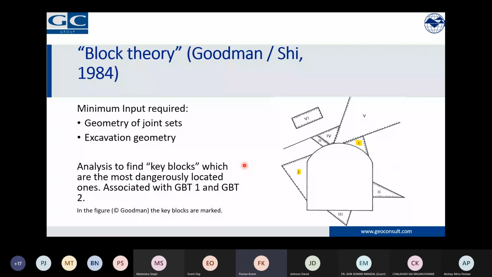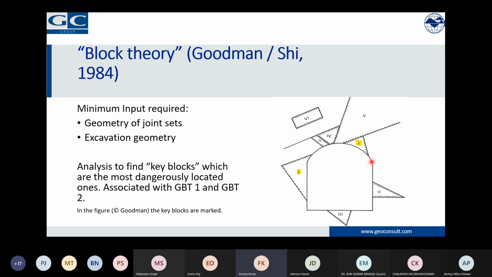Now, coming to blocky rock mass, there is the so-called block theory, as it was coined by Goodman and Shi in 1984. And here we do not need so much input to make the first assessment. We need the geometry of our joint sets and the excavation geometry. And then we can already sketch out what would be our key blocks. These are the ones which are located quite dangerously and may, through gravity, fall out with all the consequences.